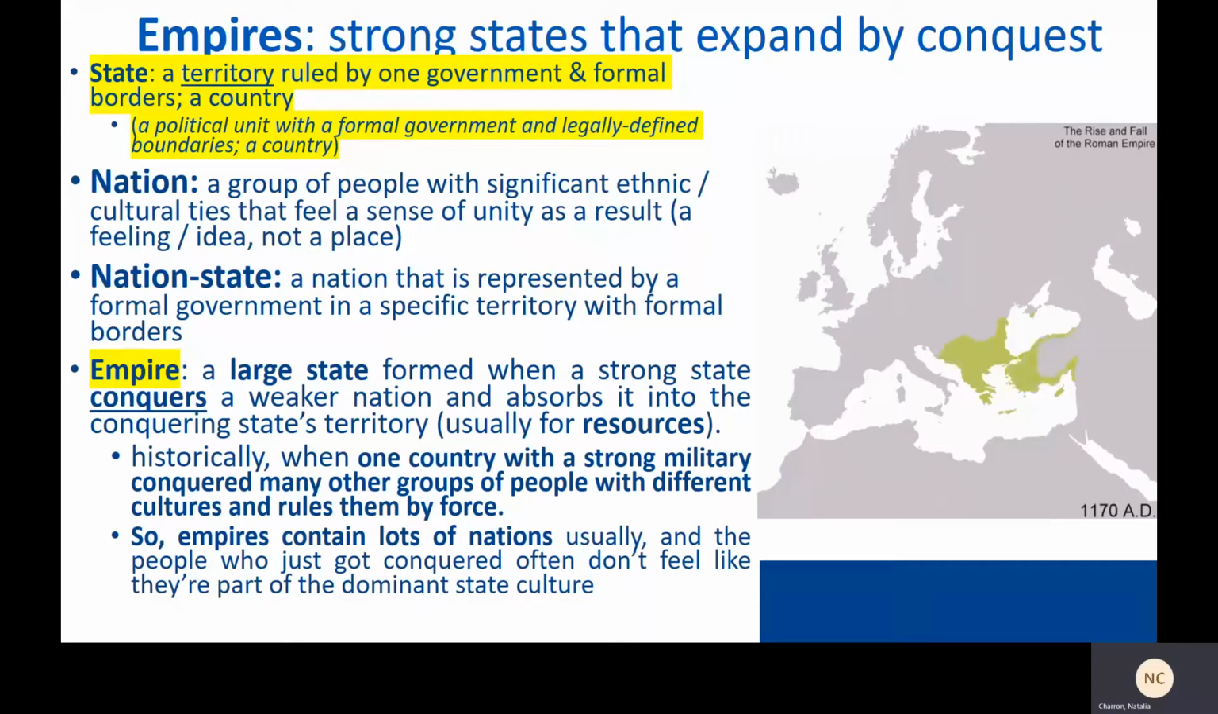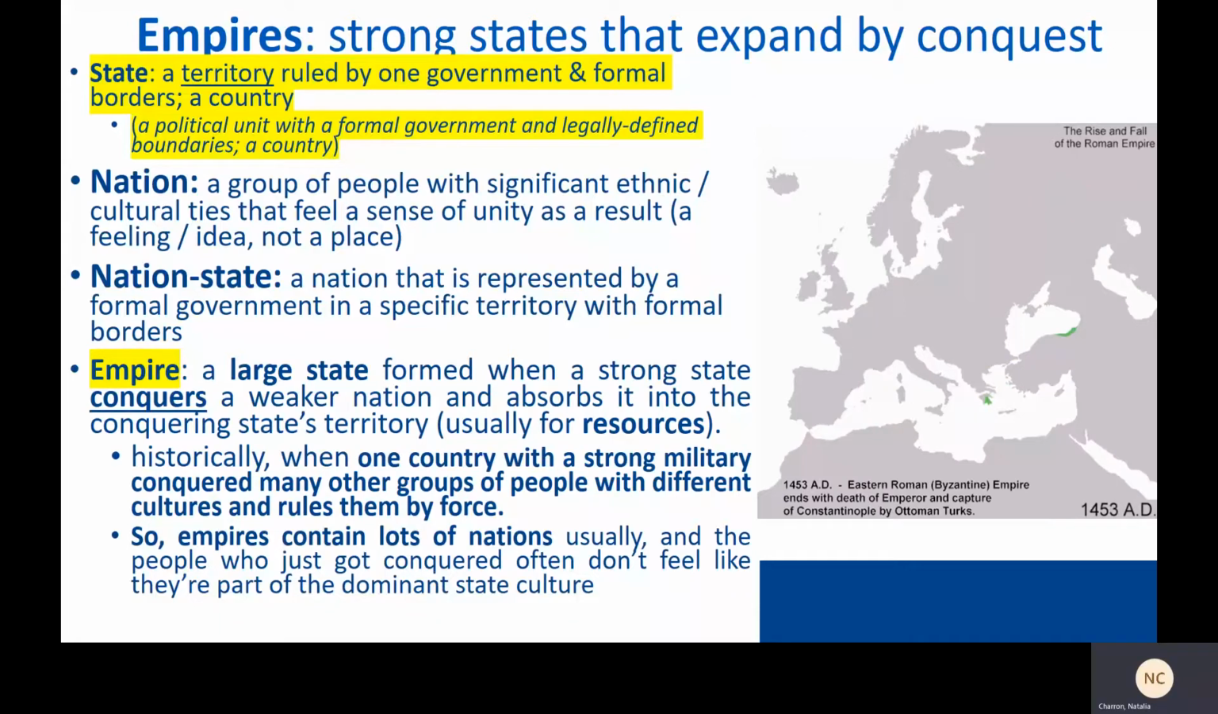But to give a pretty clear example, in the United States Civil War, a civil war happens when there are two nations, two groups of people within one state that feel like they do not belong together. They shouldn't be governed together. The South felt very different from the North and vice versa.